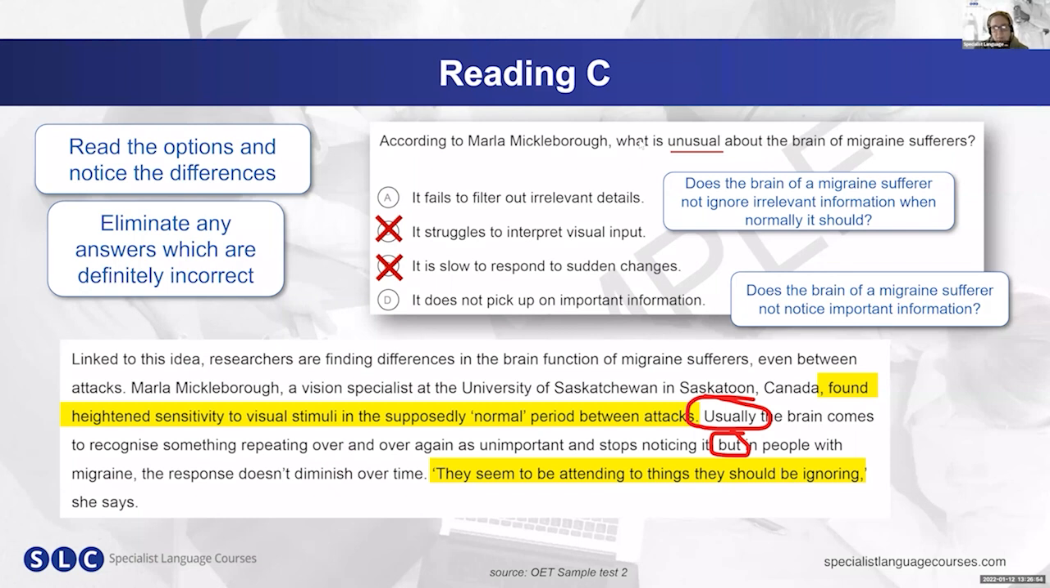So it's basically, is it ignoring important information or not ignoring unimportant information? And yes, we can see that the answer is A. It fails to filter out irrelevant details, meaning it's attending to things it should be ignoring.